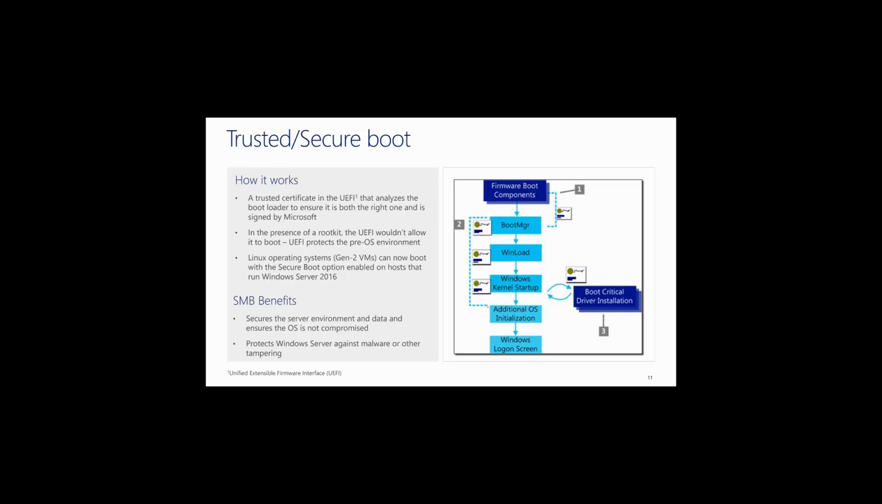So finally, we've got trusted and secure boot as part of the safeguard your business story. And if we work through the process here, what we've got is the workflow. So if we go through how it works, we need to have a trusted certificate in UEFI that analyzes the bootloader to ensure it's both the right one and that it's signed by Microsoft. In the presence of a rootkit, UEFI wouldn't allow it to boot, because UEFI protects the pre-OS environment.